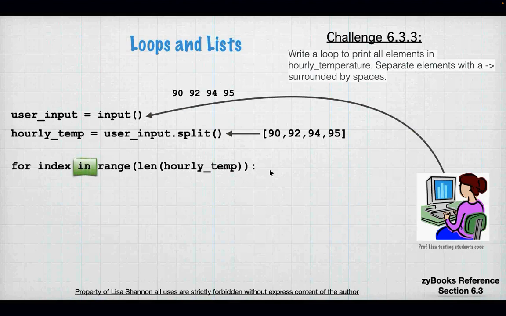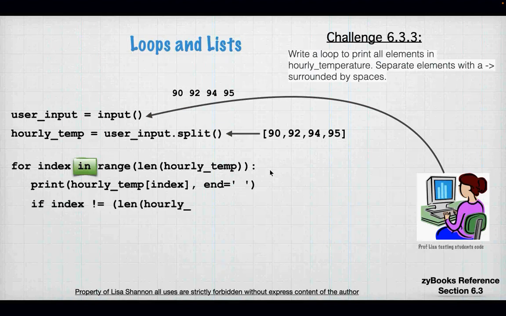So in is the keyword that tells Python to expect a range of numbers. So I'm going to print hourly temp of index, and I'm going to then end it with a space. I do not want to end it with a new line, which is the default ending. I don't want to do that right now. I want to end with a space.